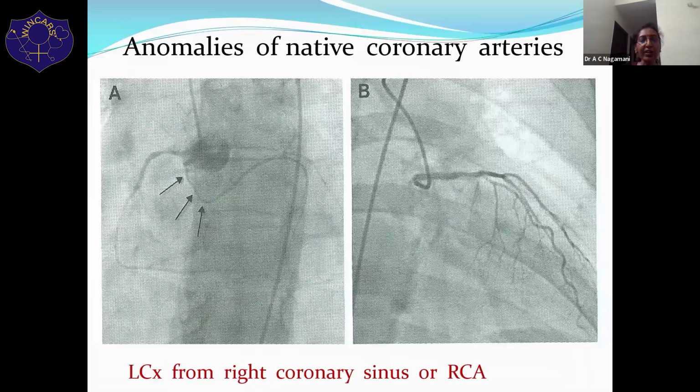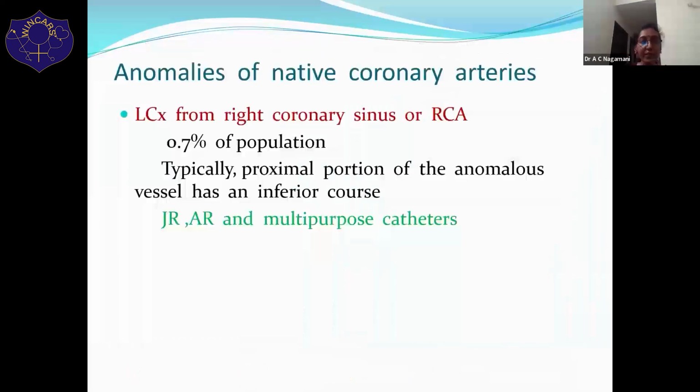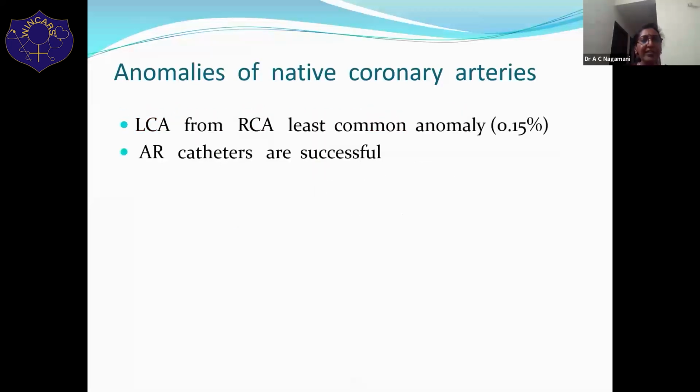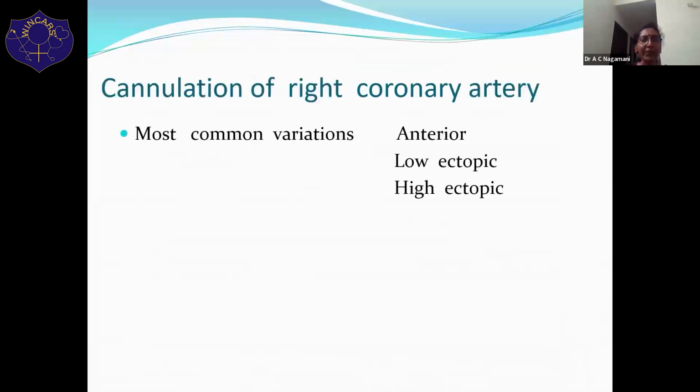LCX from right coronary ostium is another common anomaly we see. And LCX from right coronary sinus is in 0.7% of the population. Typically, the proximal portion of the anomalous vessel has an inferior course, and a multipurpose catheter would be ideal. LCA from RCA is the least common anomaly.